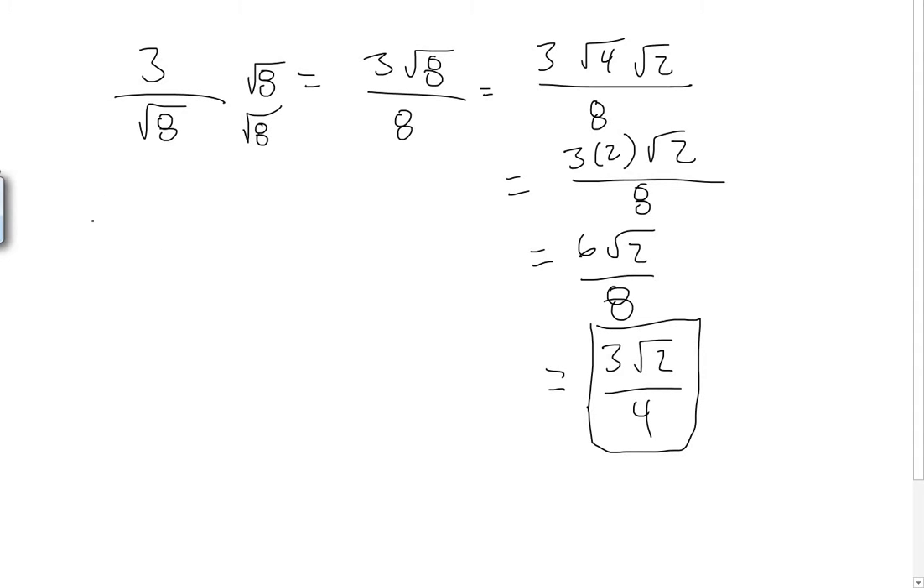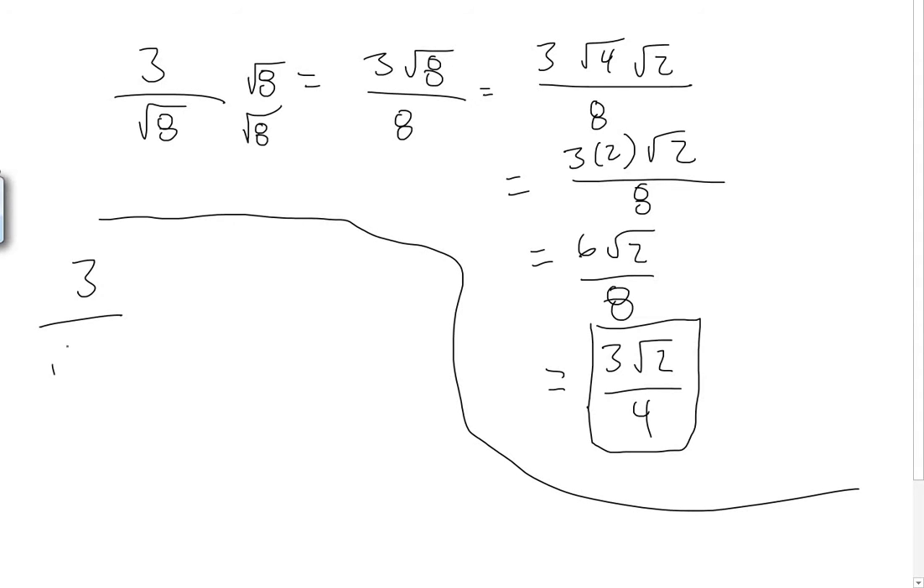That's kind of a long, tedious process, and the truth is it doesn't have to be. So if I start the problem over again, 3 over the square root of 8, rather than just always multiplying by the square root that's down here, it's better to ask yourself, what's the smallest possible square root that I can multiply by to make the inside a perfect square?